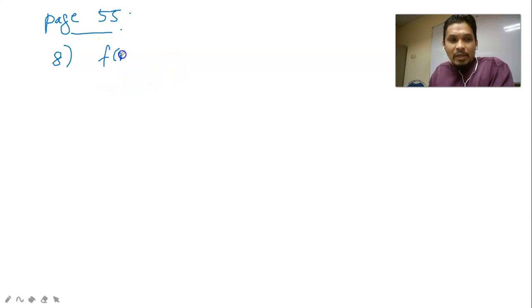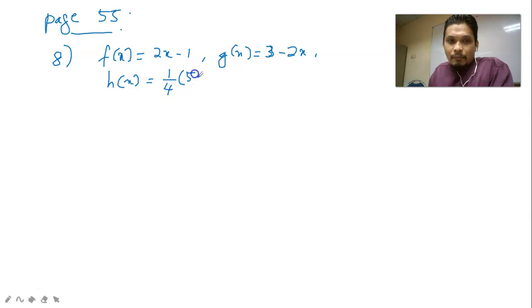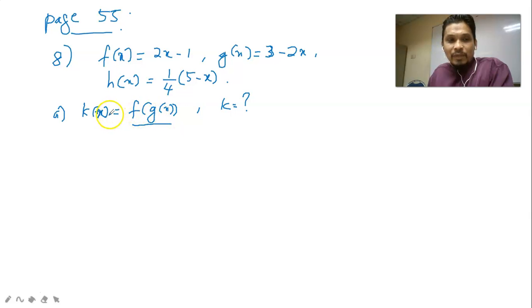Given the functions f(x) equals 2x minus 1, g(x) equals 3 minus 2x, and h(x) equals 1 over 4 times (5 minus x). For the composite function, find k(x), where k(x) equals f(g(x)). So if that's so, we are going to combine these two, the composite of f and g, to find the value of k(x).